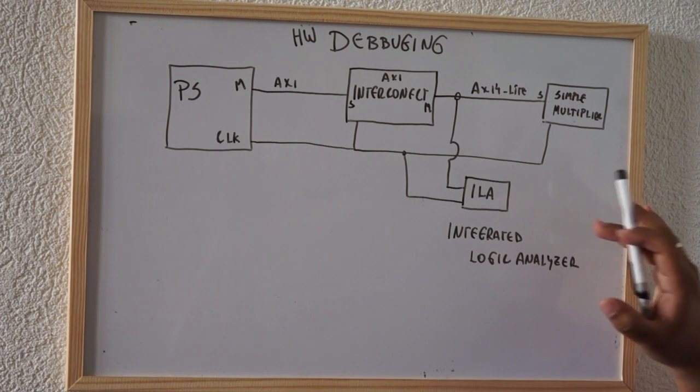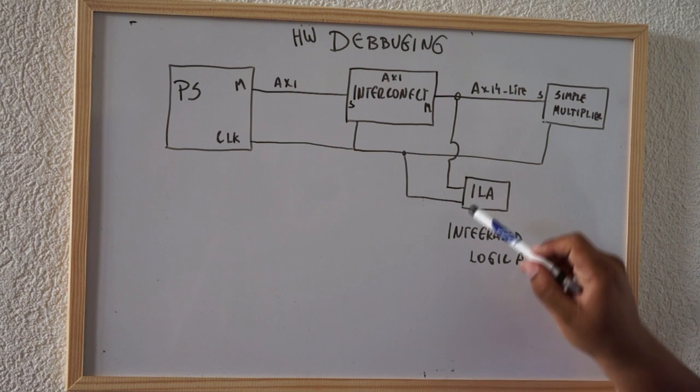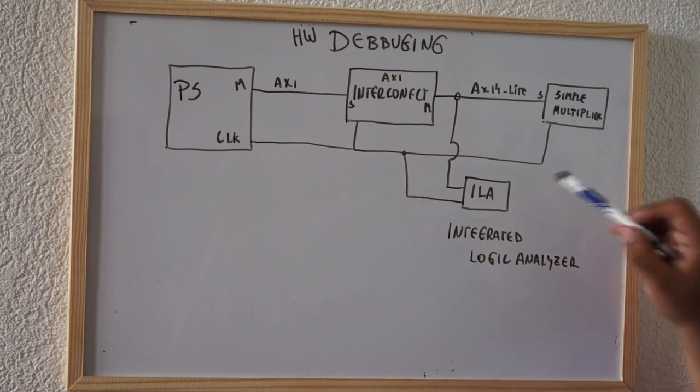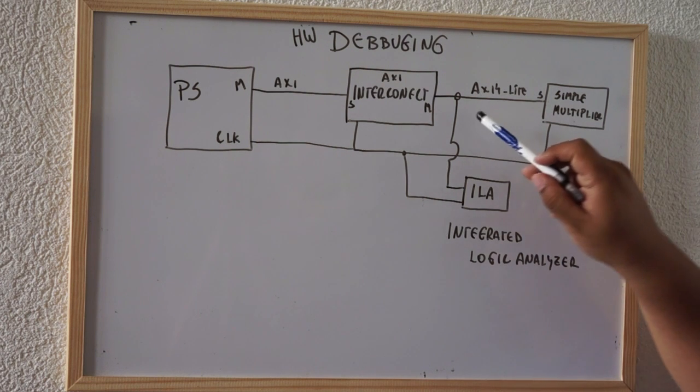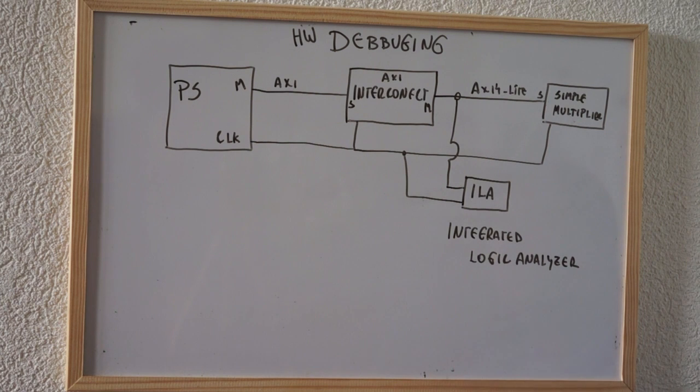What you're going to learn today specifically is how to add a new core called ILA. ILA comes from Integrated Logic Analyzer. That will allow us later to see which signals are passing through this interface, if you want to debug and see why some stuff is not working as it should. So let's go.